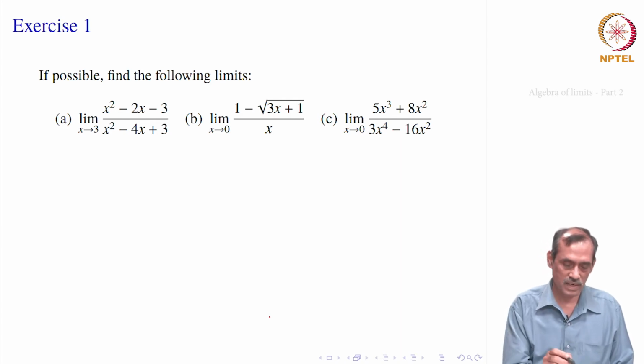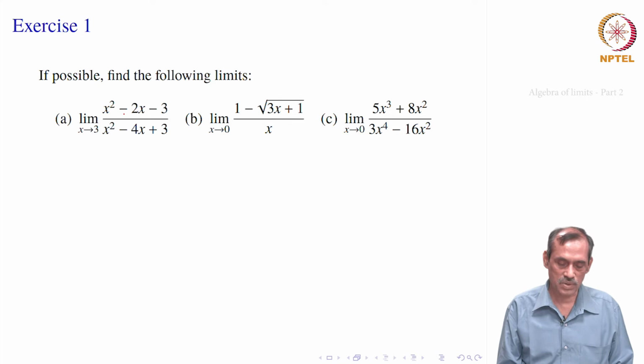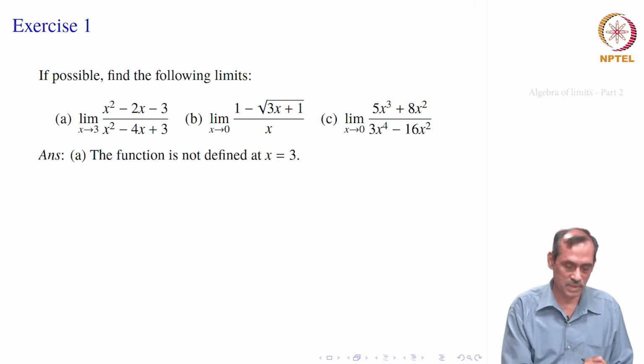Okay, so for the first one, it says x square minus 2x minus 3 as the numerator and x square minus 4x plus 3 in the denominator. First thing we have to check is, when x goes to 3, what happens to the denominator? That will become 9 minus 12 plus 3, which is 0. So that means x minus 3 is a factor. The first question we should ask is, is x minus 3 a factor of the numerator? Then we can cancel it.